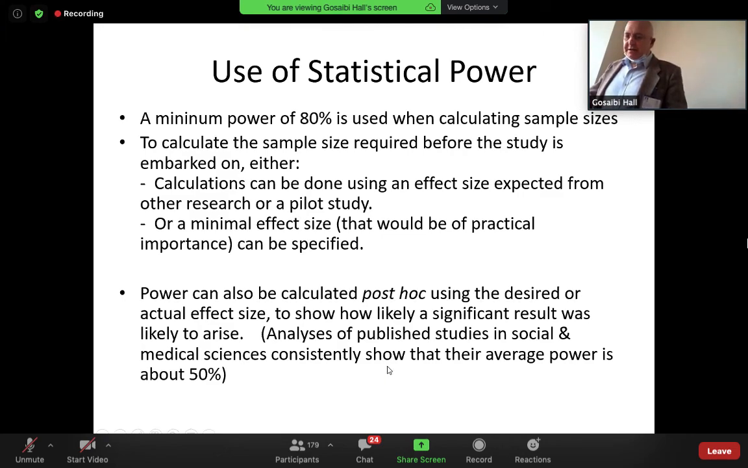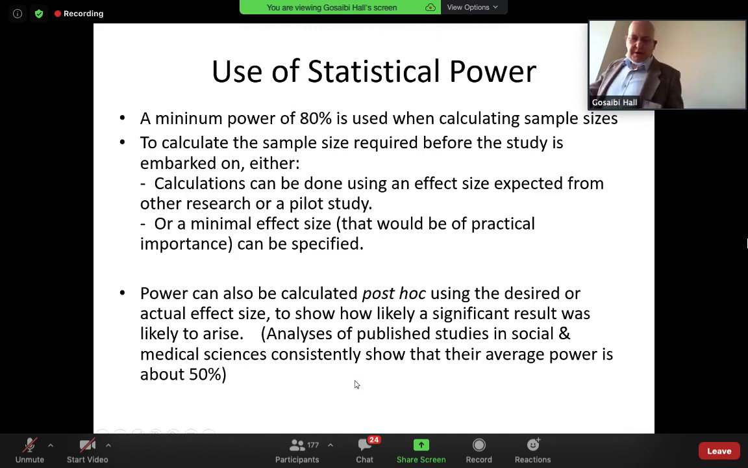This has been looked at in some areas like the social and medical sciences, and it's very depressing to see that these analyses consistently show that the average power in studies that have achieved statistical significance is about 50%. This is not very good. It's not good at all. They're lucky to get statistical significance. It's a bit like tossing a coin. It's 50-50 whether you're going to get a head, right? So they were lucky to get statistical significance.